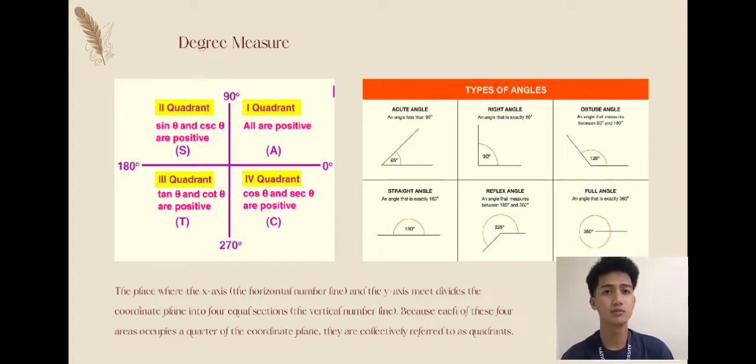We also have the coordinate plane. The two number lines, the horizontal line, which is the x-axis, and the vertical line, which is the y-axis, intersect each other perpendicularly. We divide the coordinate plane into 4 equal sections. These 4 sections are labeled as quadrants. Quadrant 1 has all positive x and y integers. Quadrant 2 has positive y integers and negative x integers. Quadrant 3 has all negative x and y integers, and quadrant 4 has positive x integers and negative y integers. And the point where the number lines intersect is called the origin.